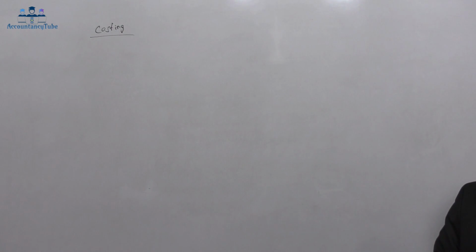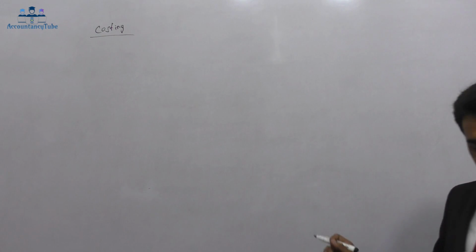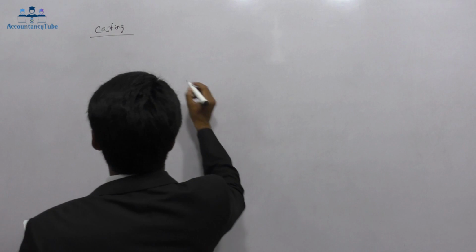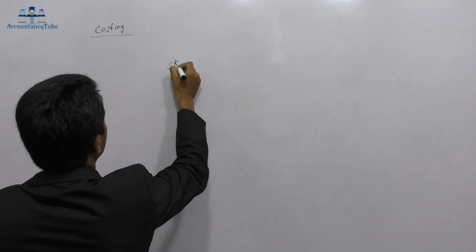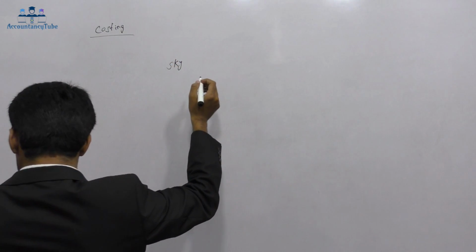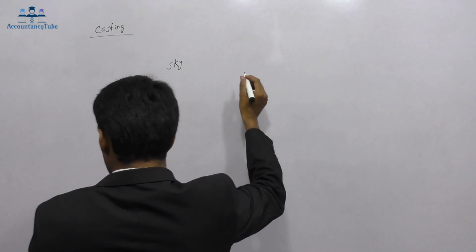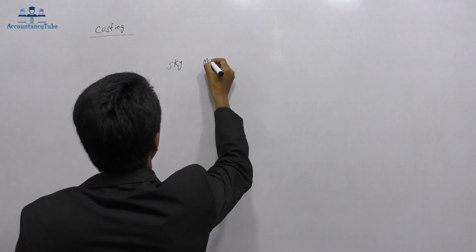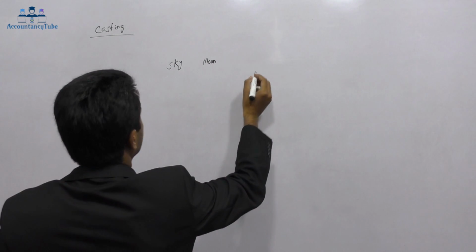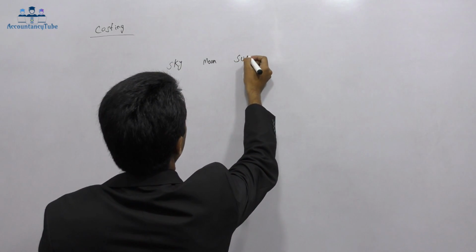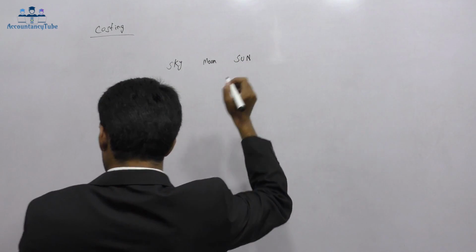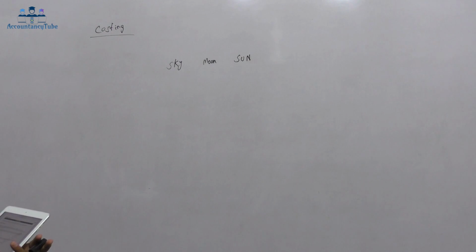So what we have to do is calculate the cost and the profit, and that's it. There are three different products. One is a Sky Bar, then it's Moon Egg, and Sun Bar. So there are three different products.